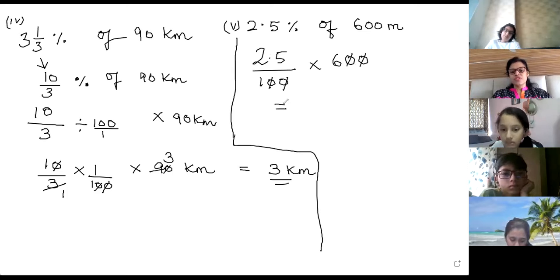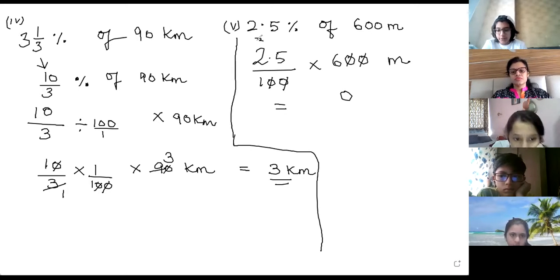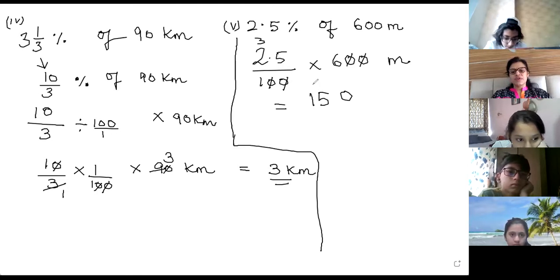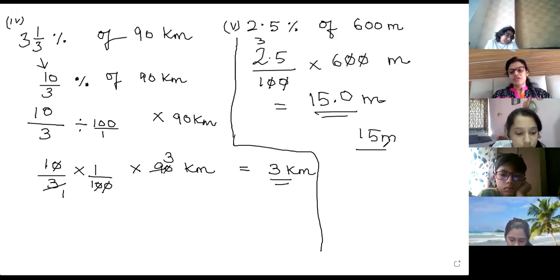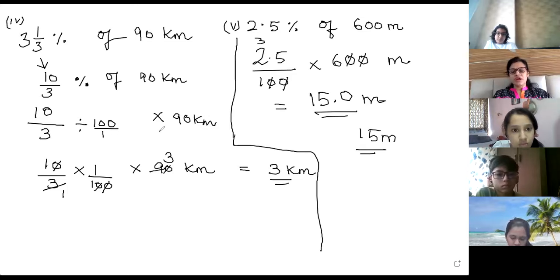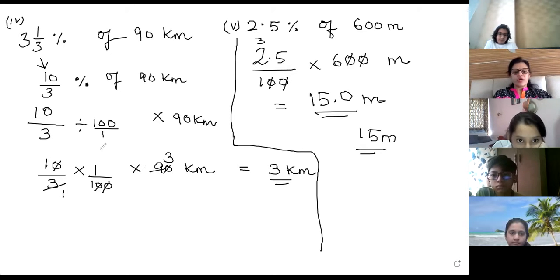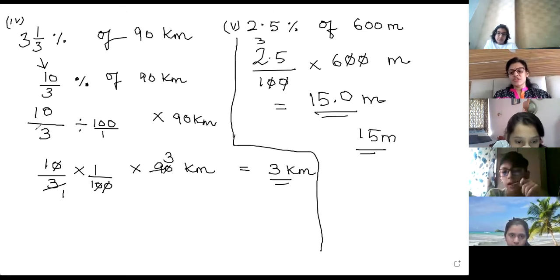2.5 into 6 is how much? 2.5 into 6, 15. 150. And then one decimal, so you can write 15 meters is the answer. So write down this question also. You can revise the questions that we did in the class to understand in a better way what we did and how we'll do it when the same type of question is asked again. So now is the question clear to you all?